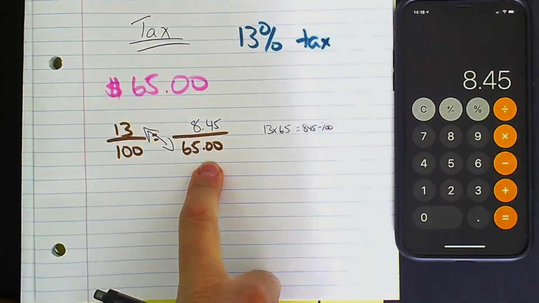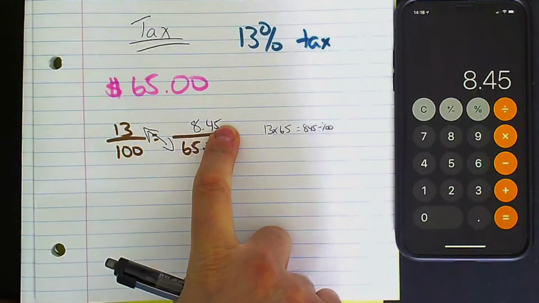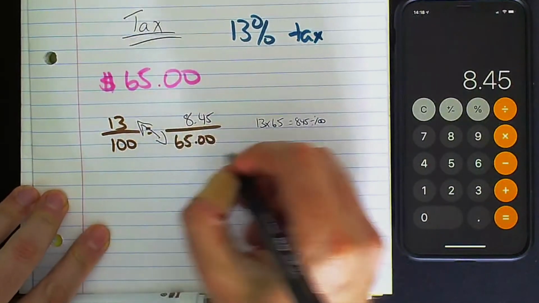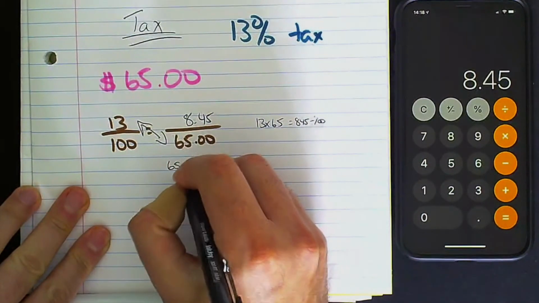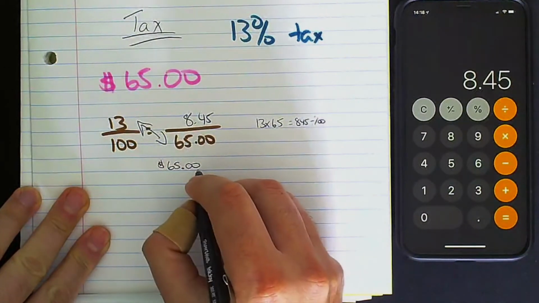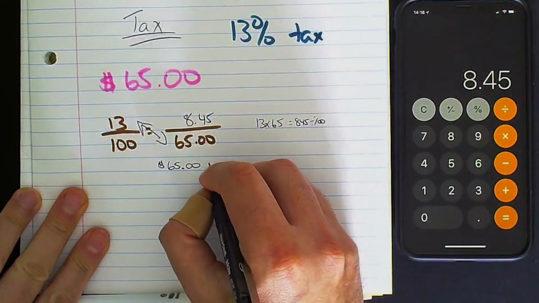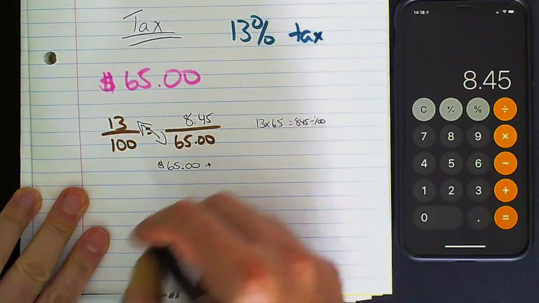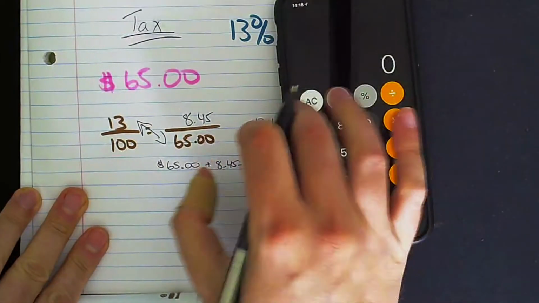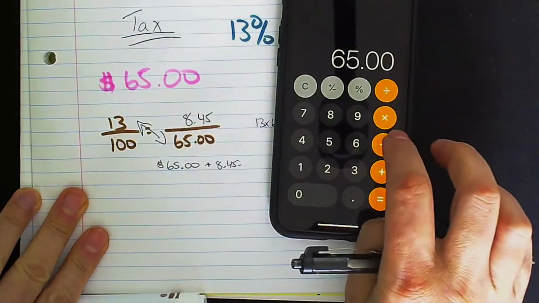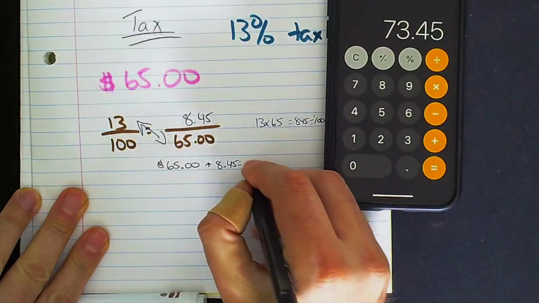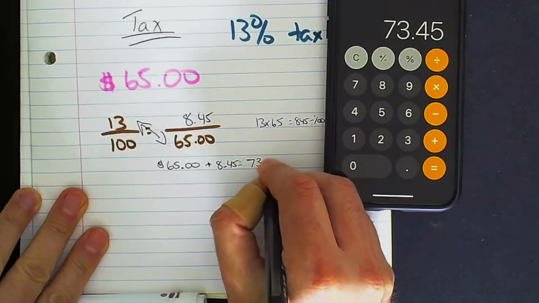You are paying $8.45 in tax. So in order to get the total cost, you need to take $65. Even though it's 65.00, because we're dealing with money, I always put the two decimal places regardless. And because you're paying tax, you have to add it. And then you can just use your calculator for this one if you want to make sure you're going to the store with the right amount of money. The total cost of this video game would be $73.45.